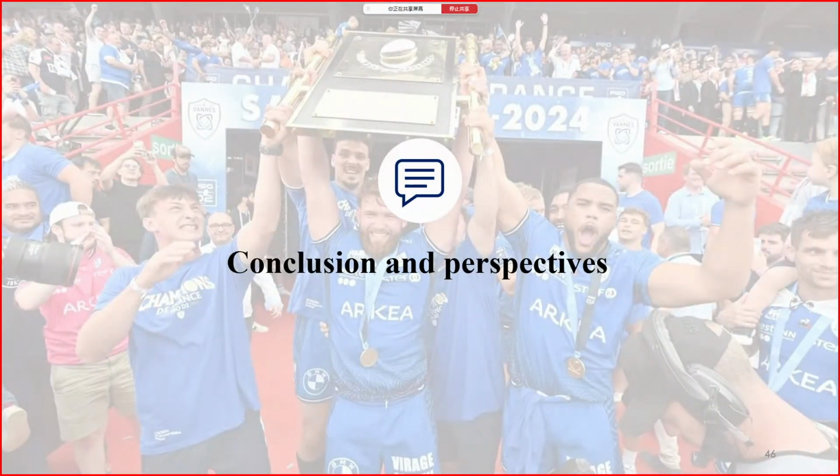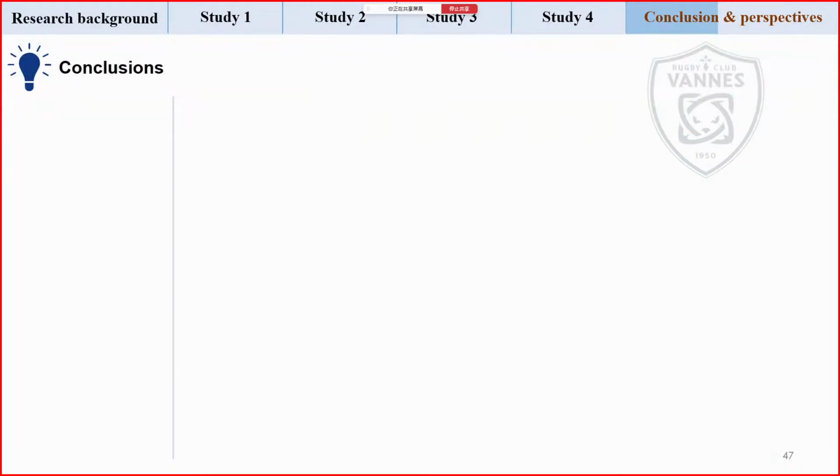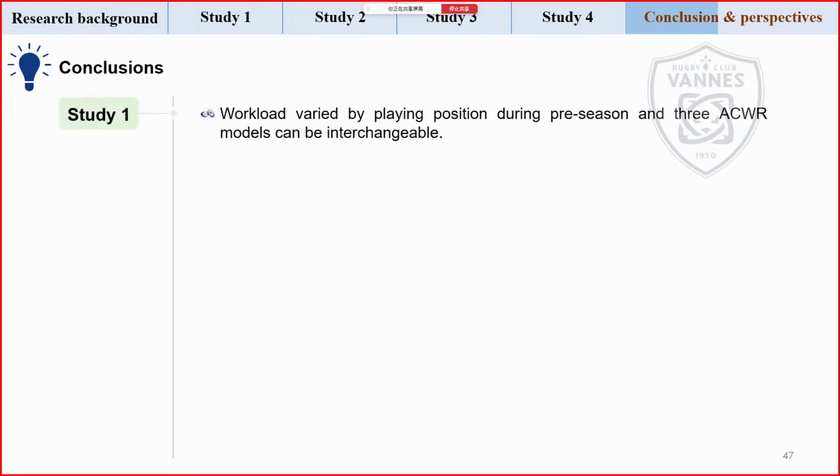Finally, I will summarize the key findings of this study and discuss potential directions for future research. To conclude, in study 1, we found workload varied by playing position during preseason, and 3 EWMA-ACWR models can be interchangeable.